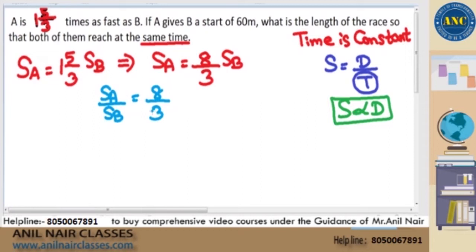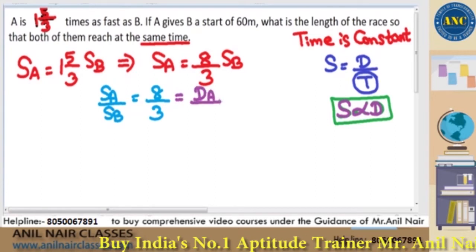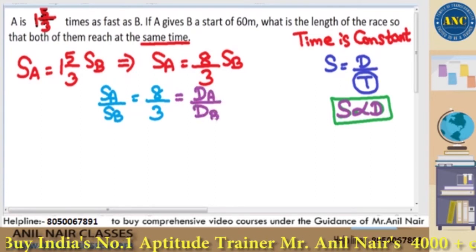Now listen to this carefully. Speed of A divided by speed of B is 8/3. What is the meaning of that? Speed and distance are directly proportional to each other in this question. That means whatever relationship exists for speed, the same relationship exists for distance also. That is the meaning of this.